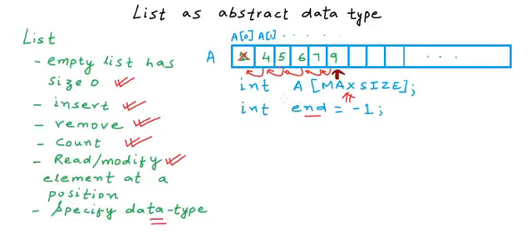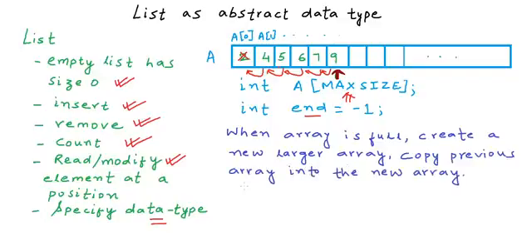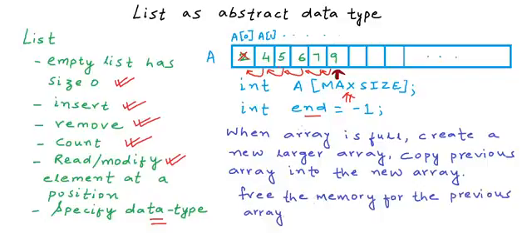We cannot extend the same array. It is not possible to do so. So we will have to create a new, larger array. When the array is full, we will create a new larger array and copy all the elements from the previous array into the new array. And then we can free the memory for the previous array. Now the question is, by how much should we increase the size of the new array? This whole operation of creating a new array and copying all the elements from the previous array into the new array is costly in terms of time, and definitely a good design would be to avoid such a big cost.